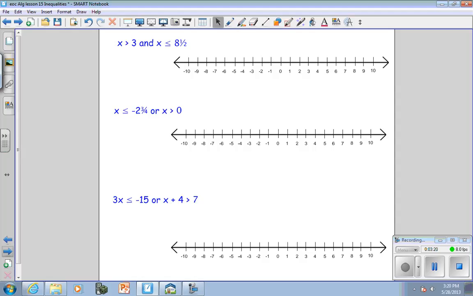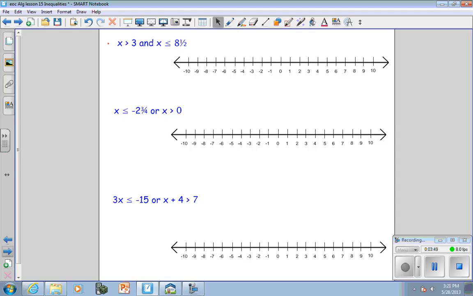These are called compound inequalities. They're compound because there are two things happening at once. Number one, the first one says that we have x is greater than 3 and x is less than or equal to 8.5. So I'm going to graph that all together on the same axis.